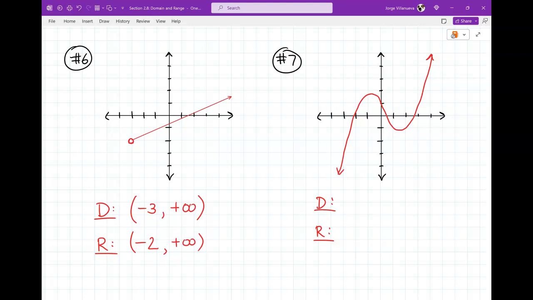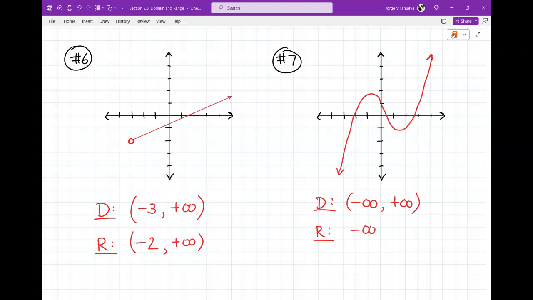All right, look at number 7, domain and range. How far left? Negative infinity. Remember, infinities always have parentheses. How far to the right does it go? Positive infinity. All right, good. Here's the one that sometimes tricks people. How low does it go? Negative infinity. All right, nobody's getting tricked yet.